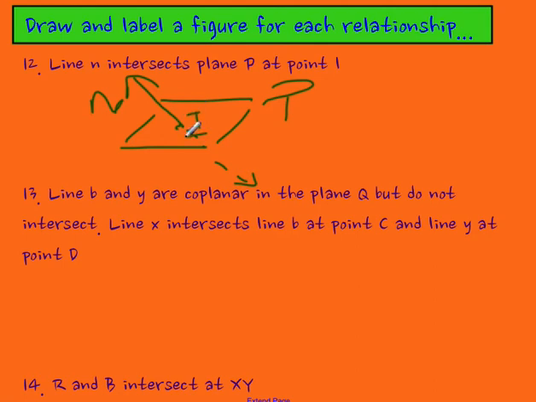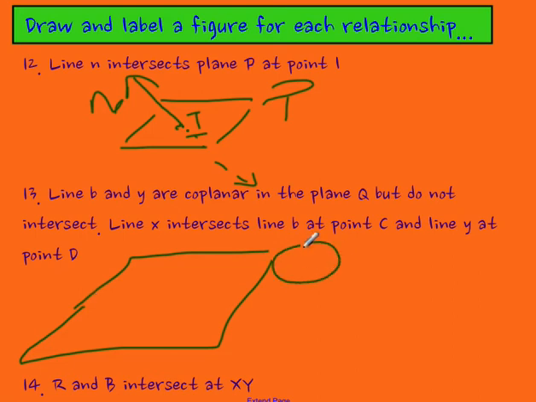Okay? Taking a look at number 13, it says lines B and Y are coplanar in the plane Q, but do not intersect. Well, let's just start there. So first, I need to draw a plane Q, and you don't always have to draw the same plane that I do. You can get real creative with it if you want, as long as it's close. So I do a capital cursive Q to represent plane Q. And so lines B and Y have to be coplanar, which means they both have to be on this plane. And we're going to use a cursive lowercase b and a cursive y to represent each of those lines.